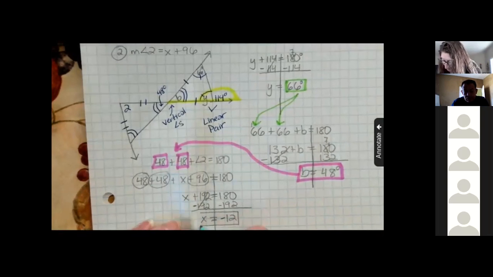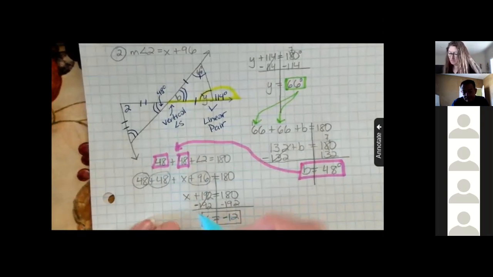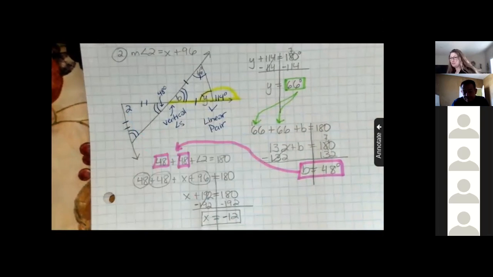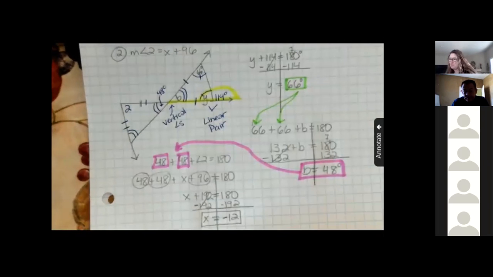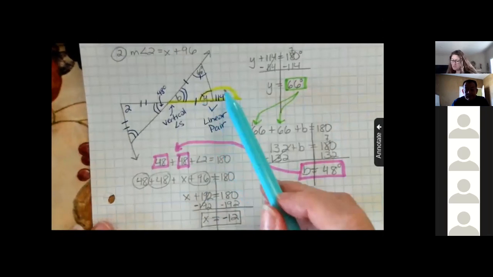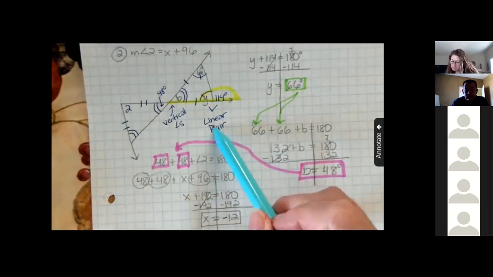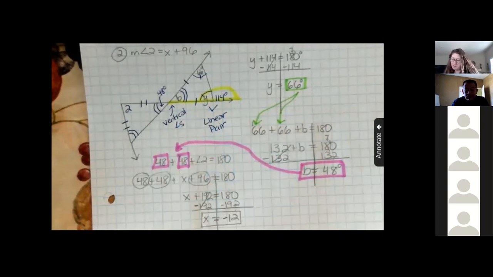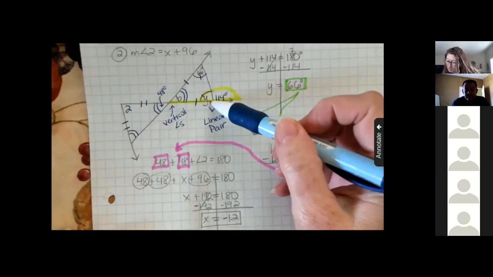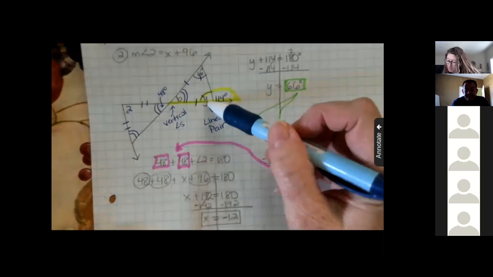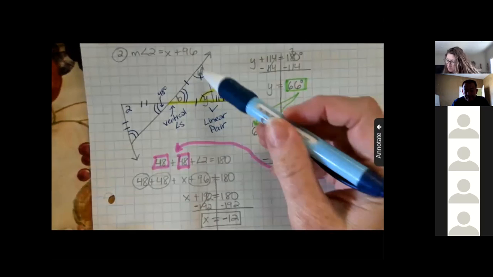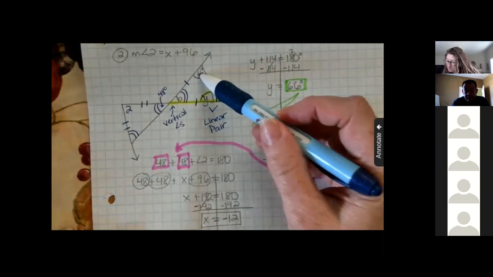And what are we after? The X, not the measurement of angle 2. So it can be negative. But I first started with my linear pair. Then I went to get my Y. I knew that that was the same as this one, plus the isosceles triangle.